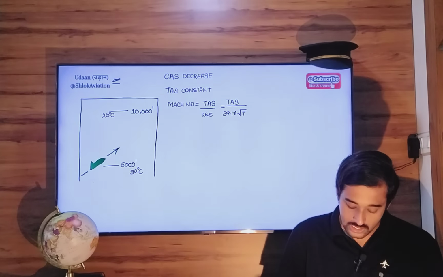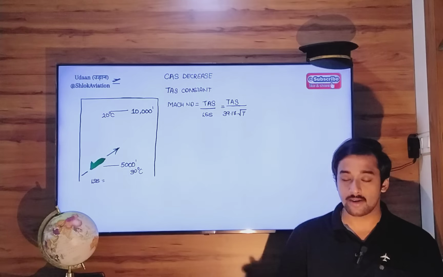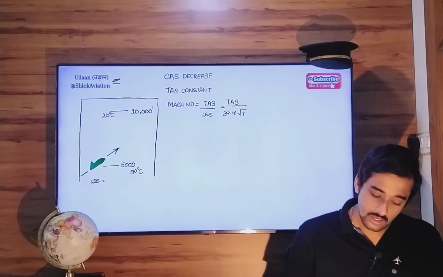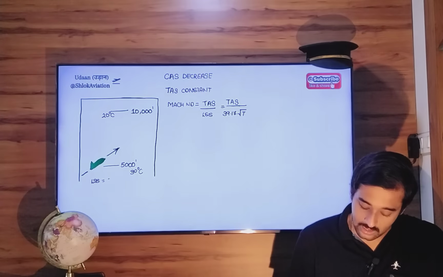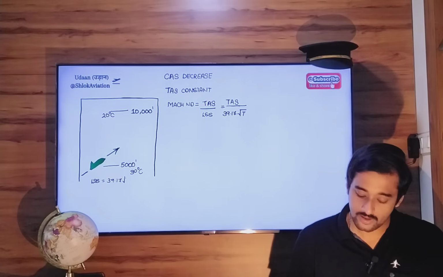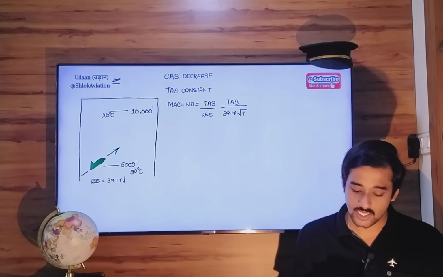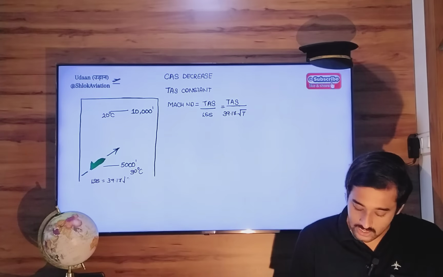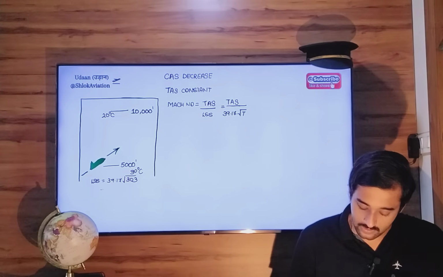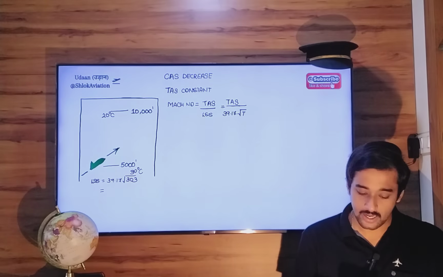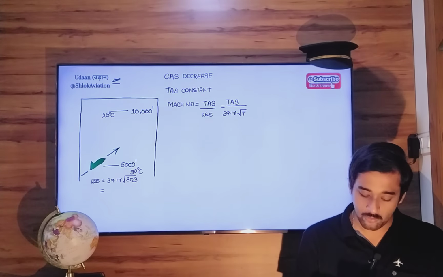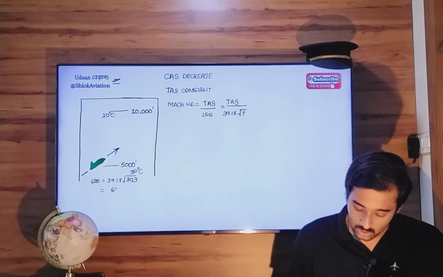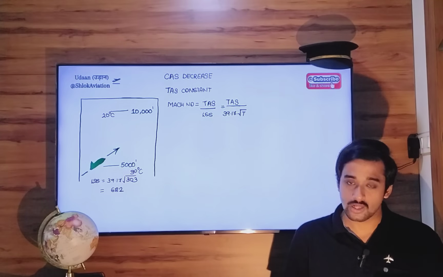So what will be the local speed of sound at 30 degrees Celsius? At 5000 feet, it will be, let's say, 39.17 times the square root of temperature in Kelvin. So 30 degrees Celsius is how many Kelvin? 30 plus 273, that is 303 Kelvin. So the square root of 303 into 39.17, that is 682 knots local speed of sound.